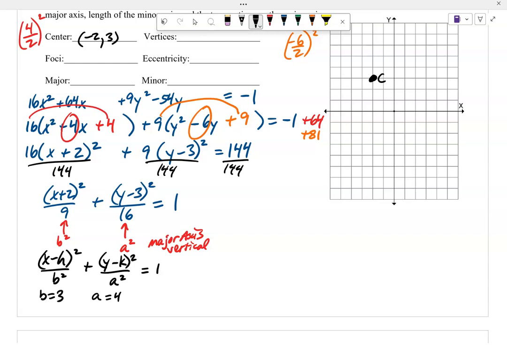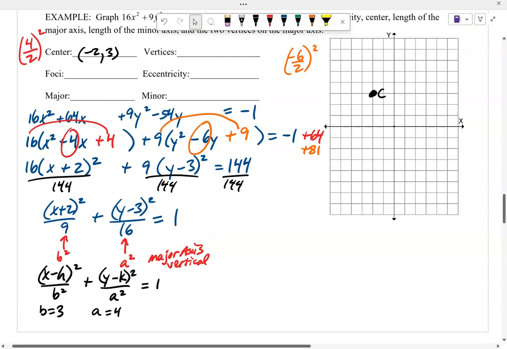And the major axis is vertical, so since a is 4, let me count up 4. 1, 2, 3, 4. Put one of my vertices. 1, 2, 3, 4. Put my other vertex down there. And then let me put on the co-vertex.